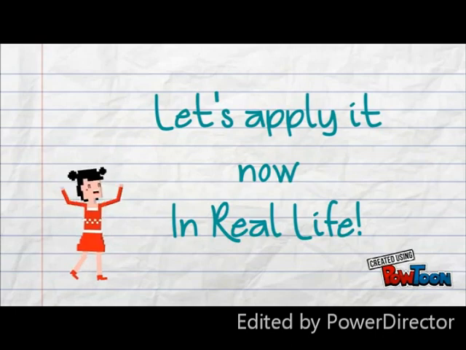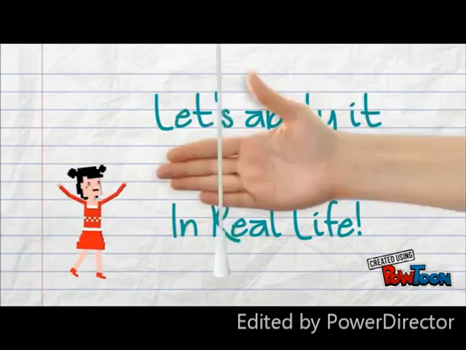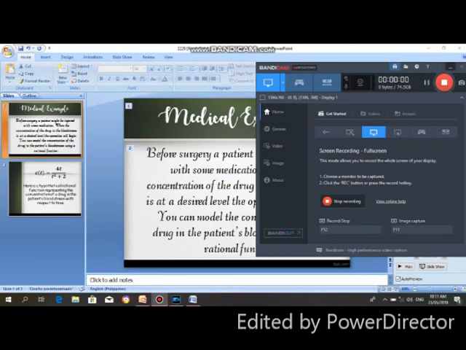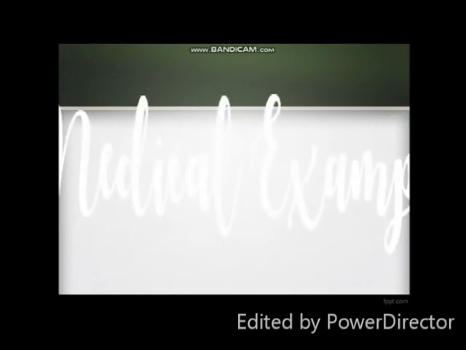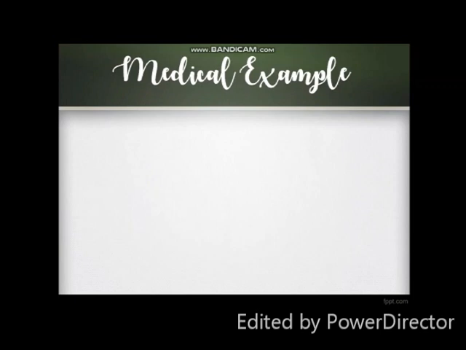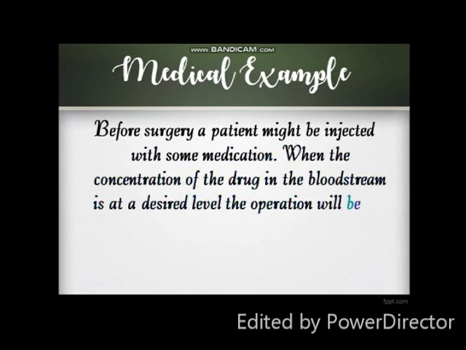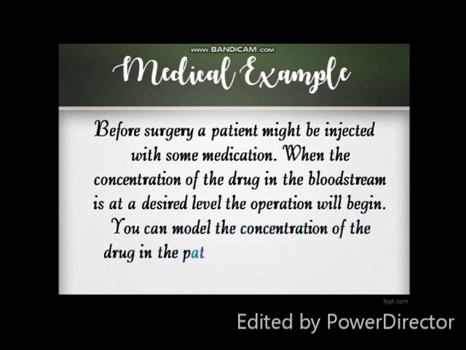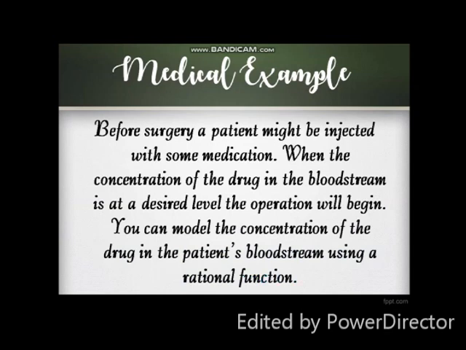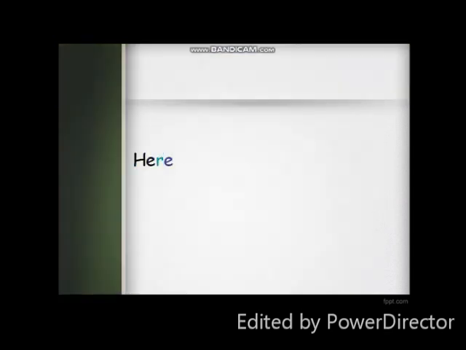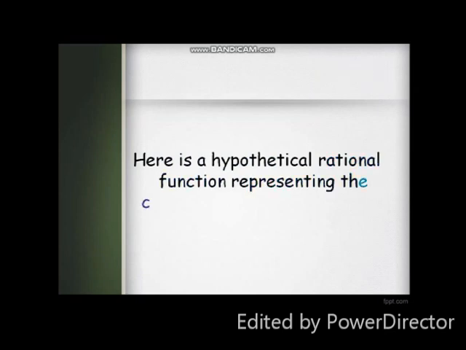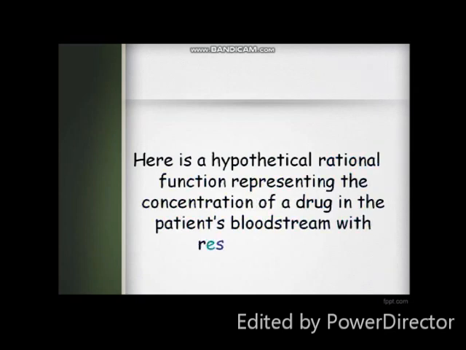Let's apply it into real life. Medical example. Before surgery, a patient might be injected with some medication. When the concentration of the drug in the bloodstream is at a desired level, the operation will begin. You can model the concentration of the drug in the patient's bloodstream using a rational function. Here is a hypothetical rational function representing the concentration of a drug in the patient's bloodstream with respect to time. C of t is equal to 4t divided by t squared plus 2.